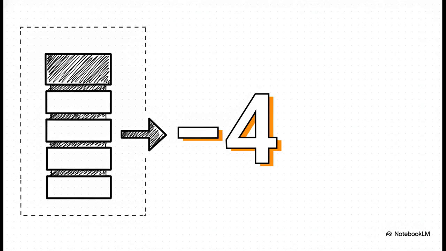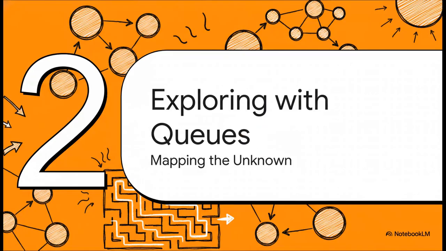And that's it. We're at the end of the expression, and there's only one number left in the stack. That number, -4, is our final answer. It's such a perfect example of how the LIFO principle just elegantly keeps everything in the right order for the calculation. Okay, so let's shift gears and talk about queues.